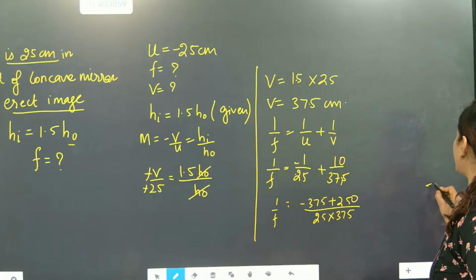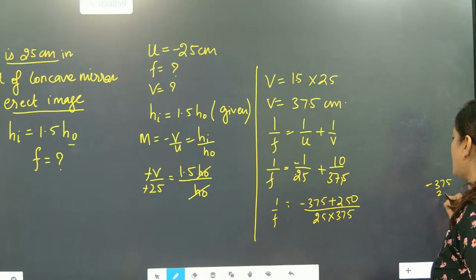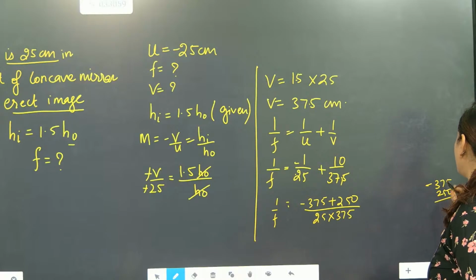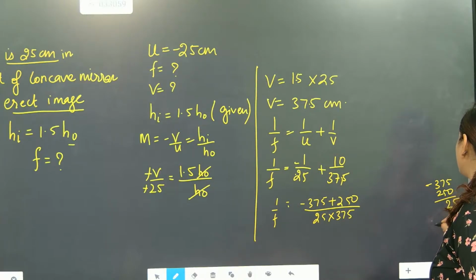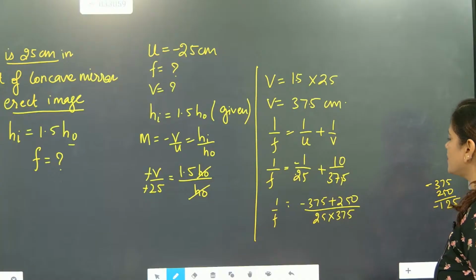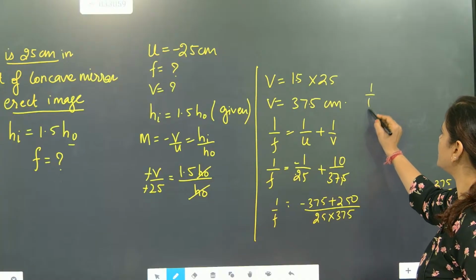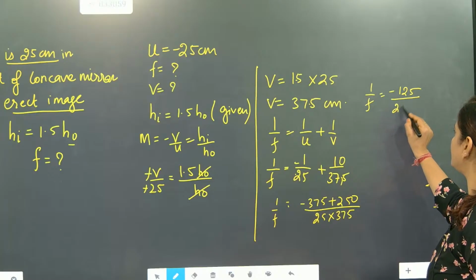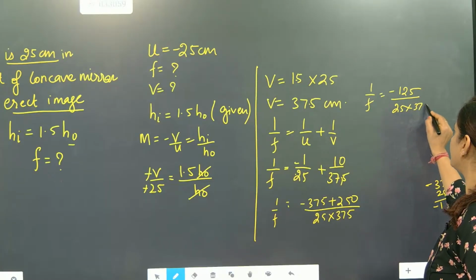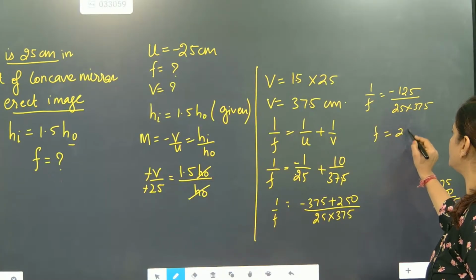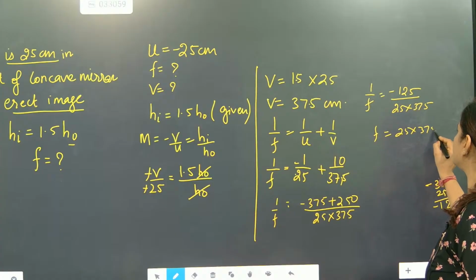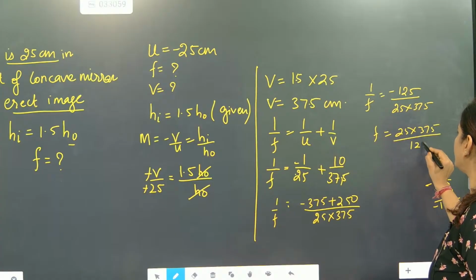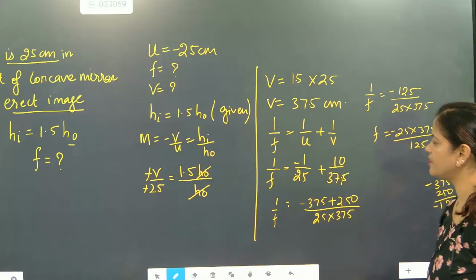So now minus 375 and 250, 7 minus 5 will become 2 and this is minus 125. So 1 by f is equal to minus 125 by 25 into 375. Now f will be equal to 25 into 375 by 125. I hope slowly it is over from here on.